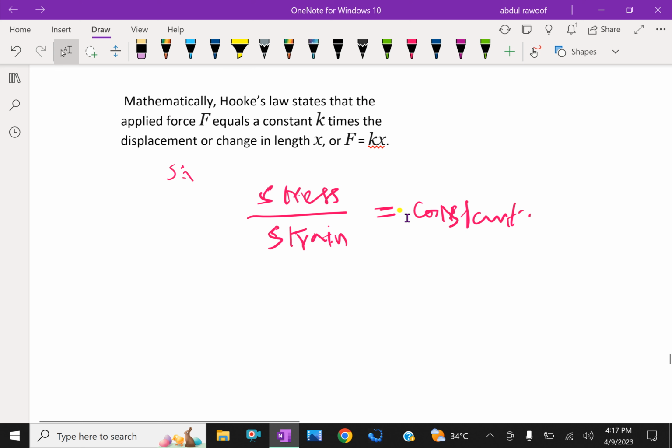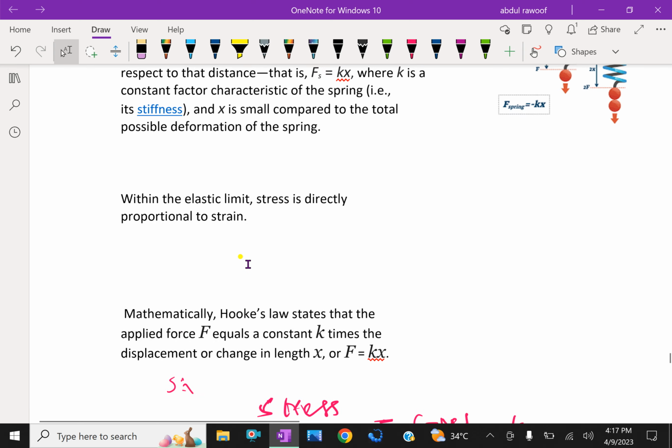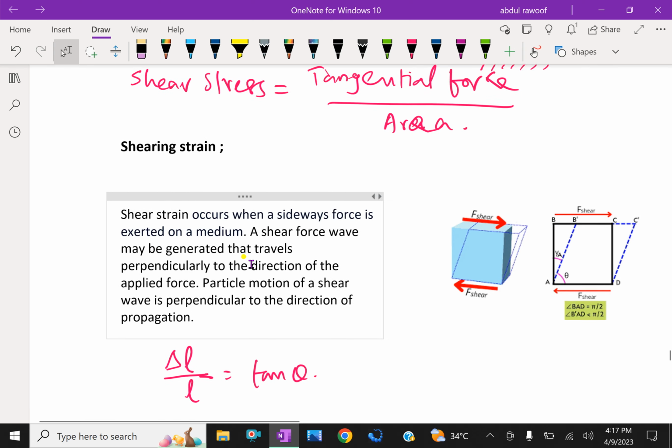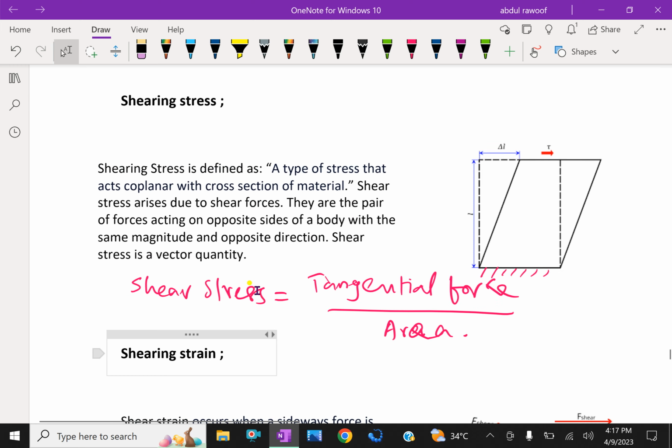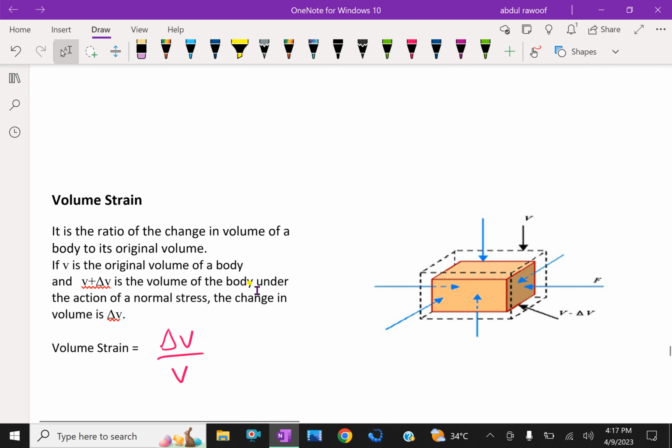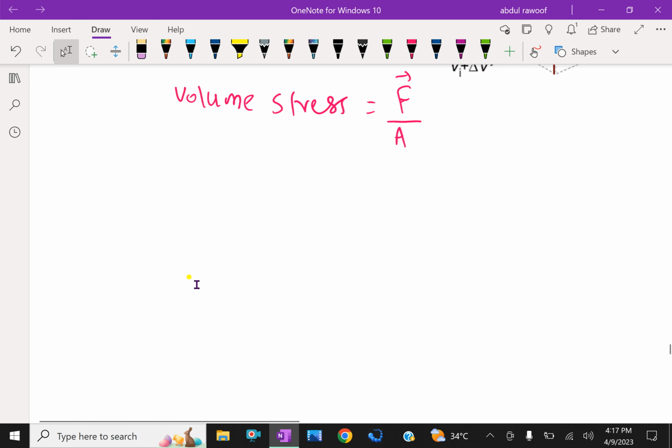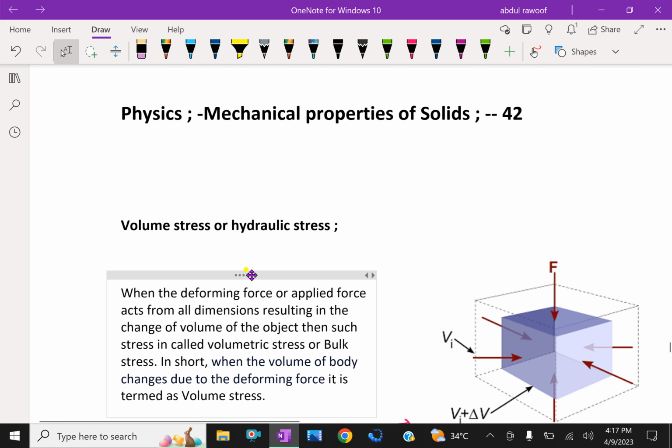Here, this relation can be shown in a stress strain diagram in the next video. So far you understand about Hooke's law, shearing strain, shearing stress, volume strain and volume stress. These are the mechanical properties of solids we explained.